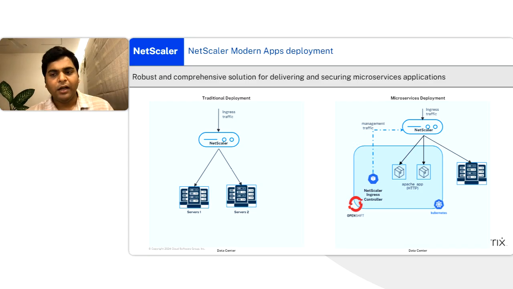As you can see in the topology diagram, this is what the traditional versus microservices application deployment looks like. So you can see the existing NetScalers can also be leveraged for microservices application delivery without impacting your existing workload, which is your traditional applications.